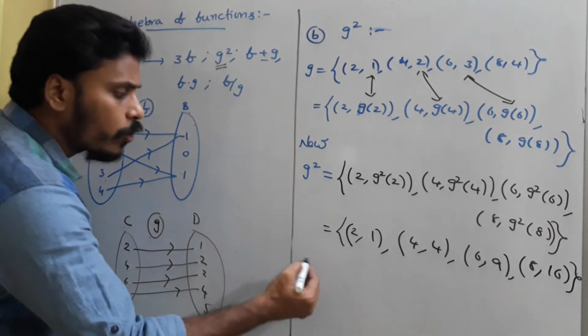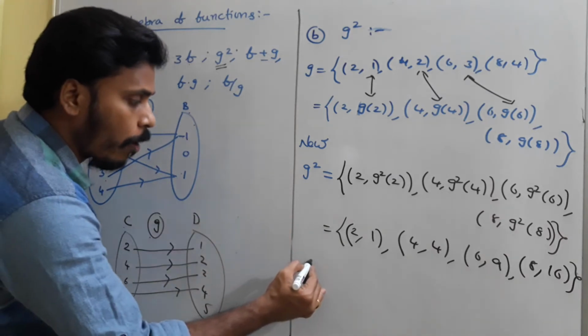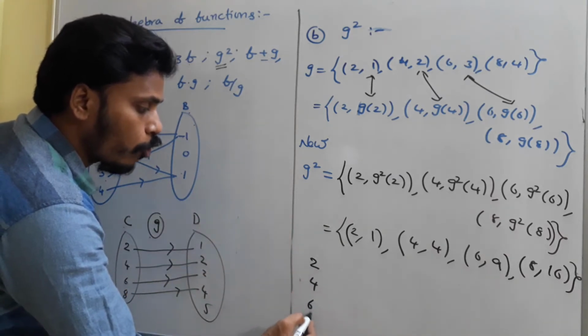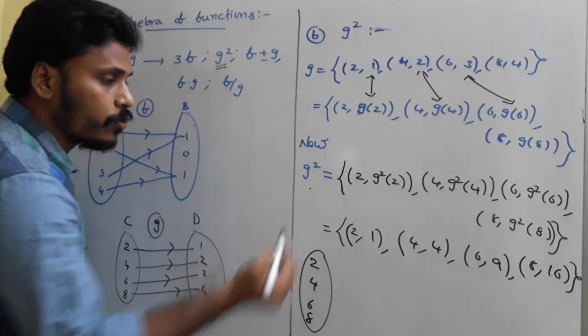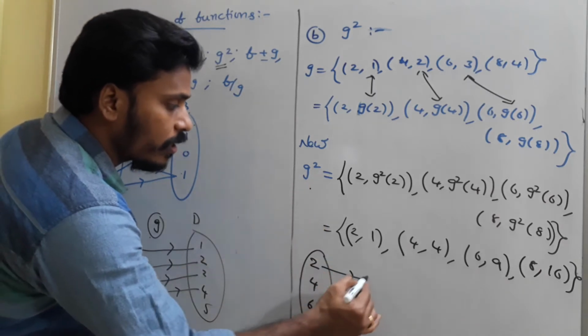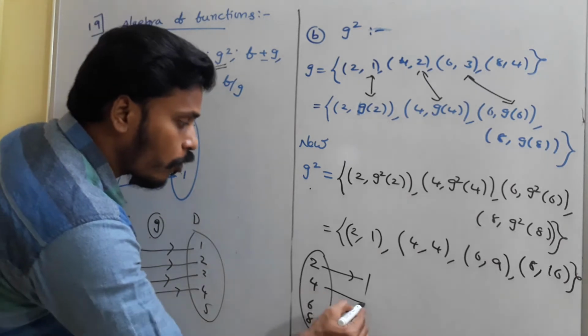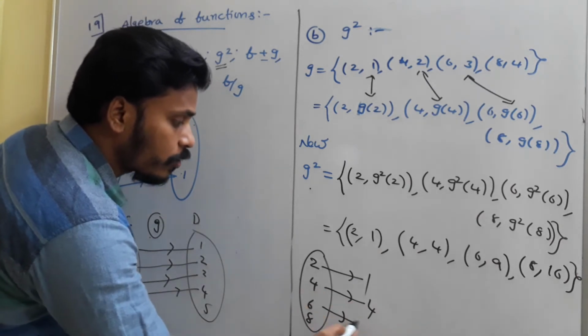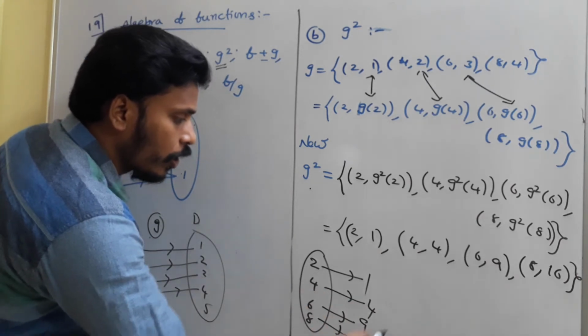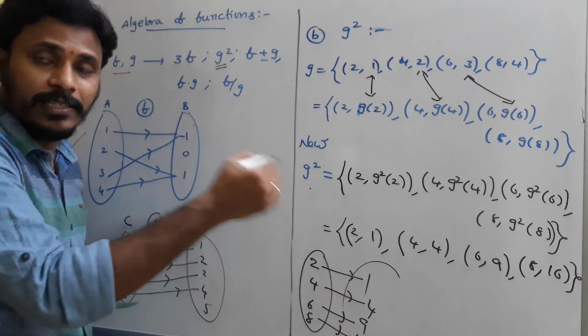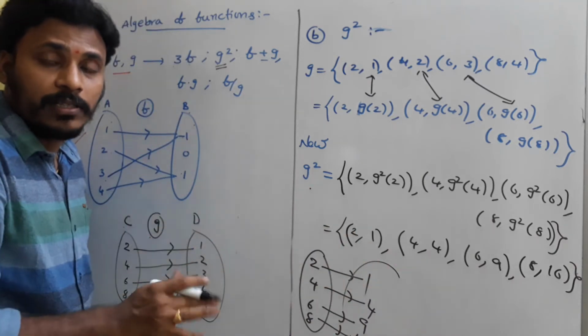Now when you represent it in arrow diagrammatic form, the first set contains 2, 4, 6, 8. This is the first set for g square. We connect 2 to 1, 4 to 4, 6 to 9, 8 to 16. You just don't bother about the second set, the codomain. Think about the first set, that's enough.